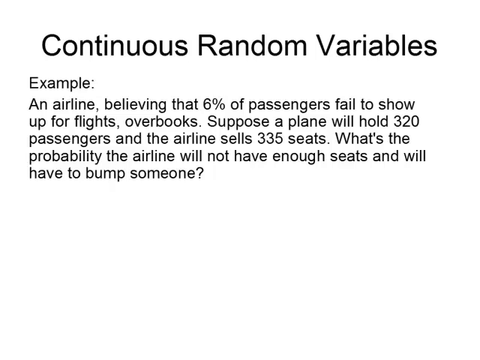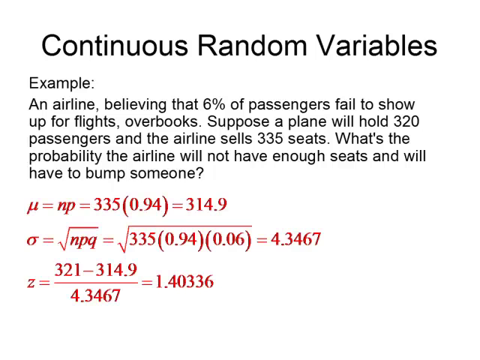So what we need to do is find the mean and standard deviation. To find the mean, we're going to take n times p. n is 335. p, our probability of success, is 0.94. The reason we use 0.94 is that 94% of the people are going to show up. So that is equal to 314.9. The standard deviation is the square root of npq, so the square root of 335 times 0.94 times 0.06 gives me 4.3467.